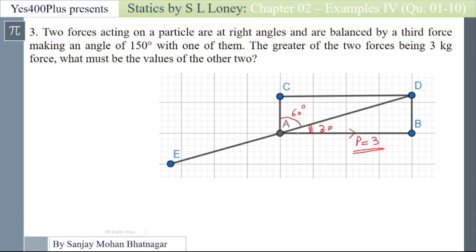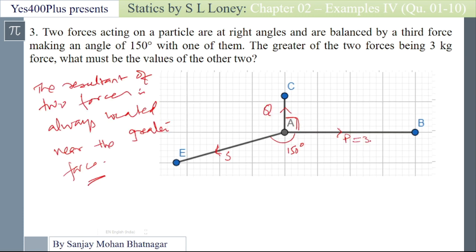Okay, अब हम इसमें Lami's theorem लगाएंगे और यहां पर so this P equal to 3, so P upon sine, this is obviously 120 degree, sine 120 degree equal to Q upon sine 150 degree equal to S upon sine 90 degree. Okay, but S is obviously the resultant, that is R.